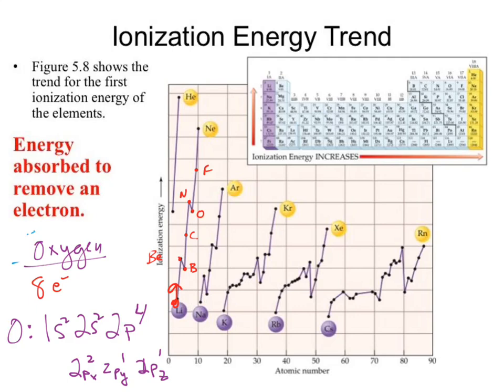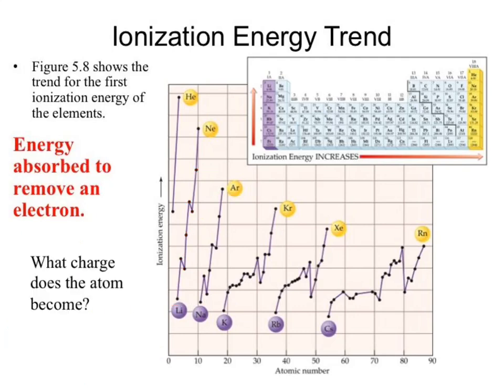Yeah? So why couldn't we do 2p2 previously? Always fill lowest energy first before pairing. Yep. Okay. What charge does the atom become when we remove an electron? It's always going to become positive. This is going to become relevant when we start to look at charges.